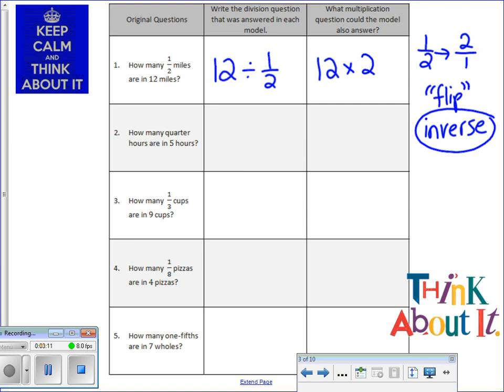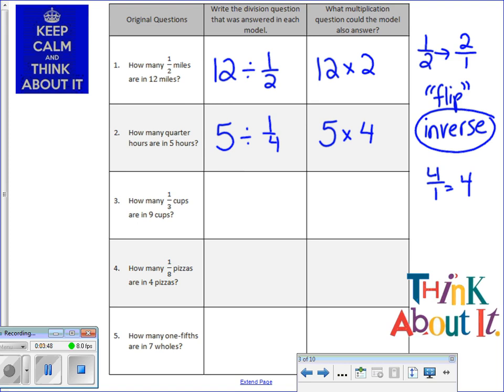So let's see, how many quarter hours are in 5 hours? So what is it that we have? What do I have for number 2? 5 hours. I have 5 hours, and I'm dividing it into fourths. So it's the same thing as multiplying it by the inverse. We saw that in our picture yesterday. So what's the inverse of 1/4? 4. Right. Because we know that 4/1 is the same thing as 4.